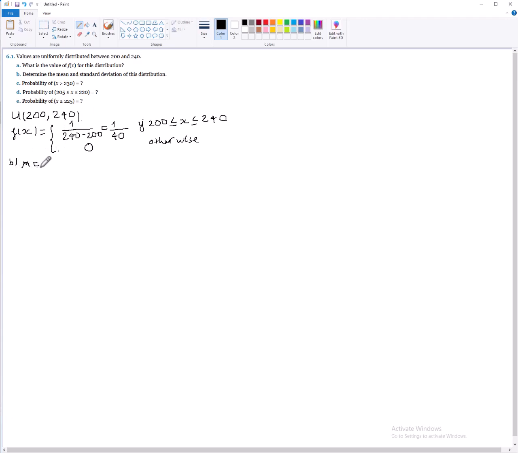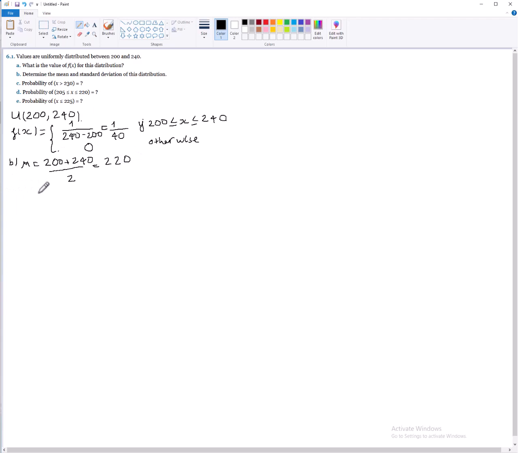In part B, you want to find the mean and the standard deviation of this distribution. So the formula is mu, which is the mean, is the average of the two limits, right? So it's a plus b divided by 2. So it's 200 plus 240 divided by 2, right? So that should give you a value of 220.